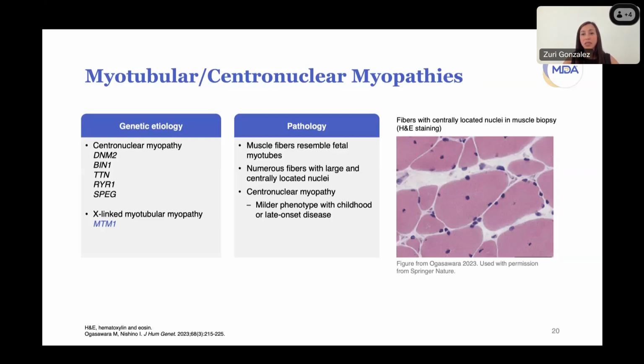And it was thought that there was some sort of arrest during the development of the muscle fibers, but when they evaluated muscle biopsies from patients with X-linked myotubular myopathy, they actually didn't see the same features. Instead, they saw these centrally located nuclei. So then the term myotubular myopathy is used specifically when we talk about mutations related to MTM1. But as a group, they are called centronuclear myopathies.